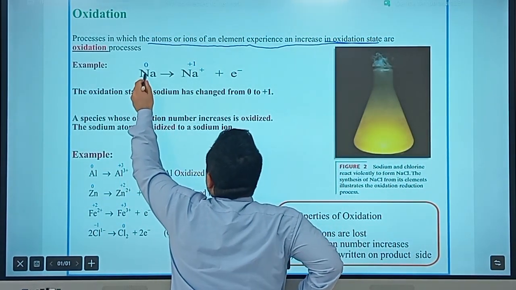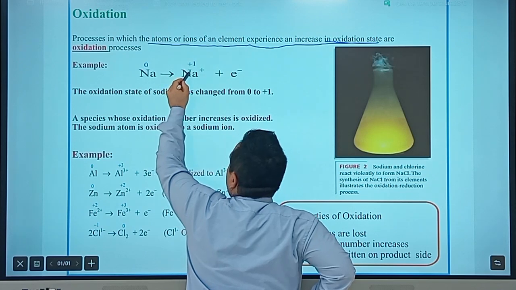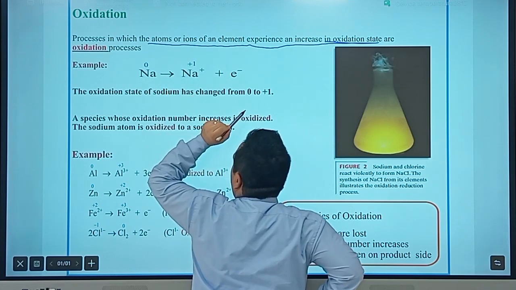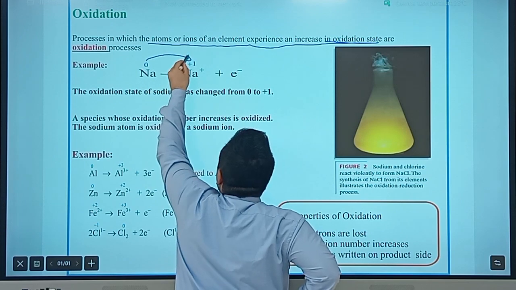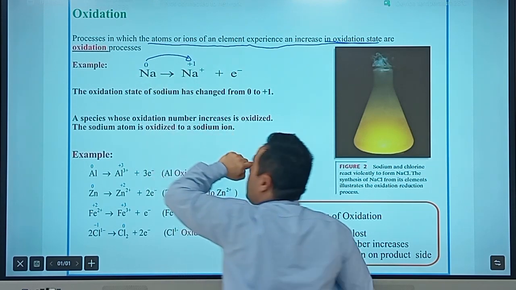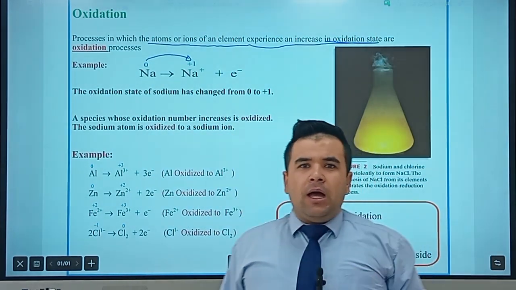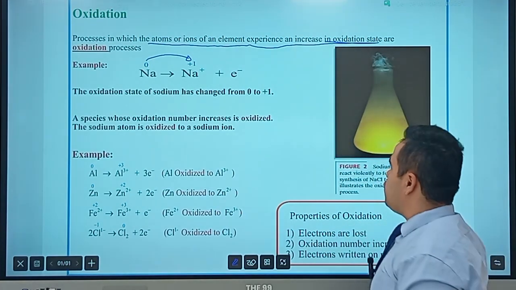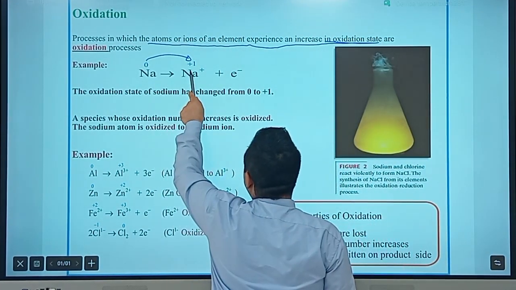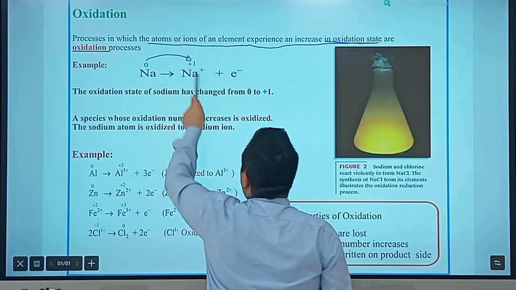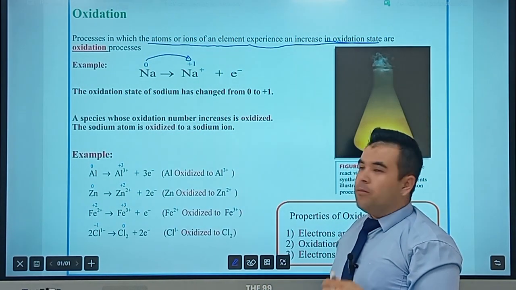Have a look at this reaction, guys. Na goes to form Na⁺. What happens to the oxidation number from 0 to positive 1? We have an increase in the oxidation number of this sodium. That's why we call this process an oxidation.